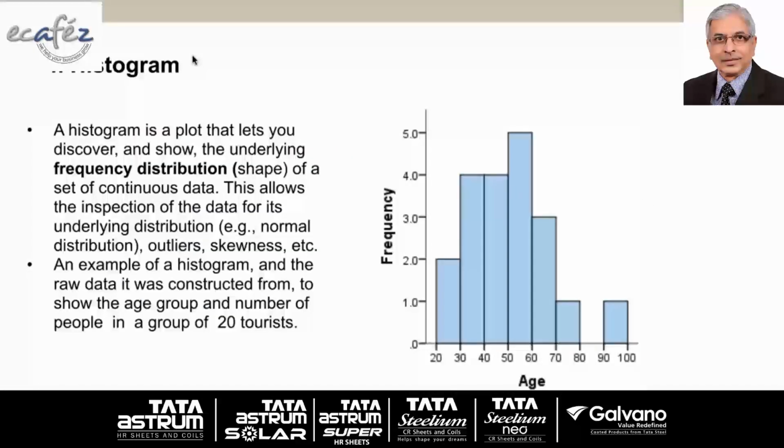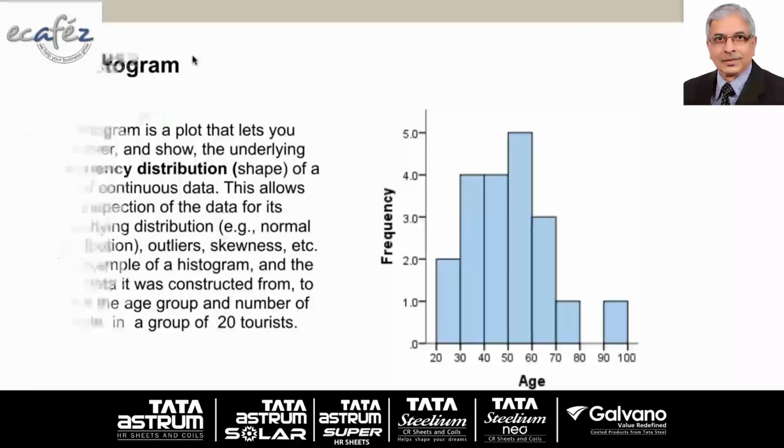Fourth one is the histogram, a plot that lets you discover and show the underlying frequency distribution of a set of continuous data. Like in this diagram, an example is given. A group of 20 tourists went to see Japan. The histogram was used to show the age group of the 20 tourists: 20 to 30, 30 to 40, 40 to 50, and how many people were in each group out of the total 20.